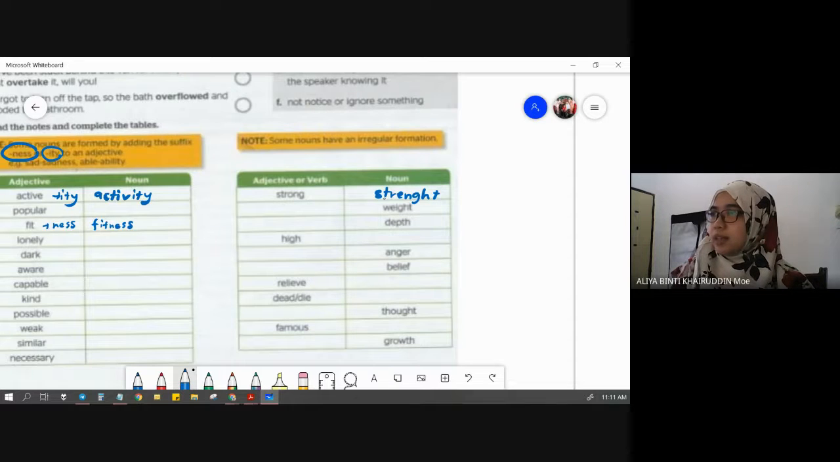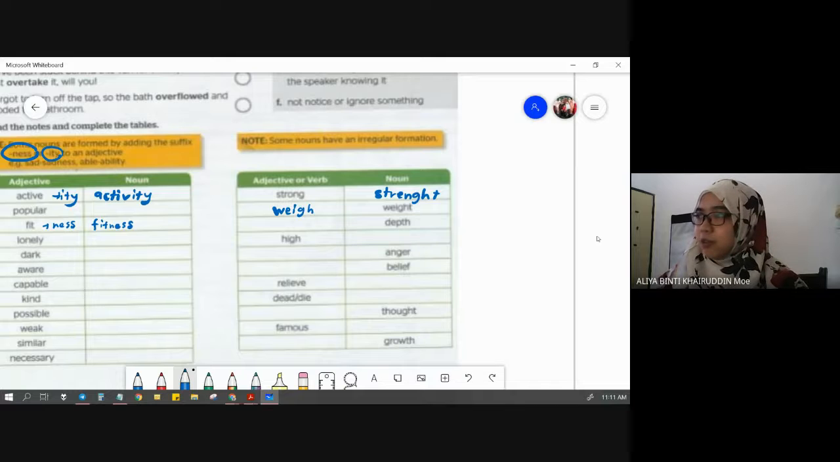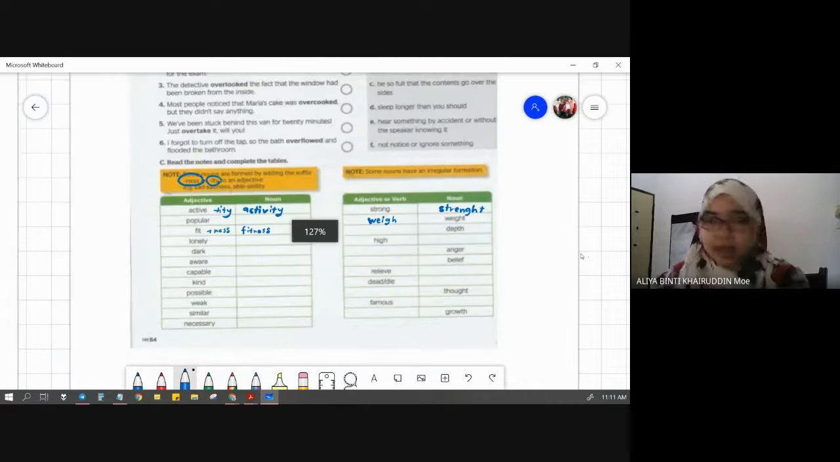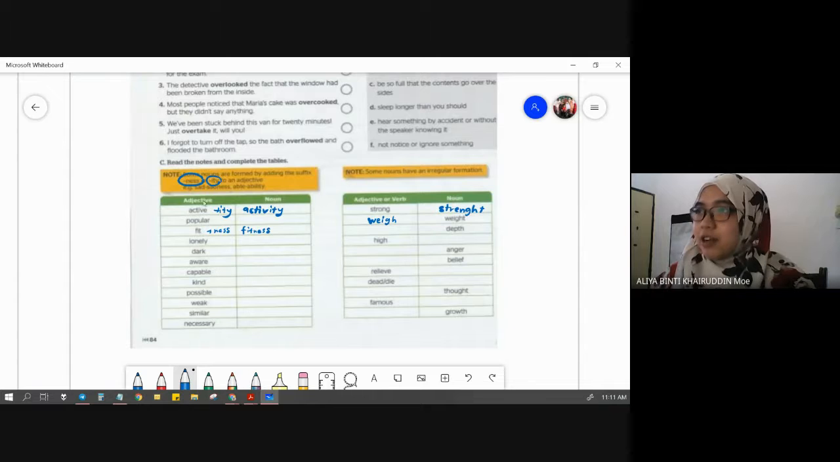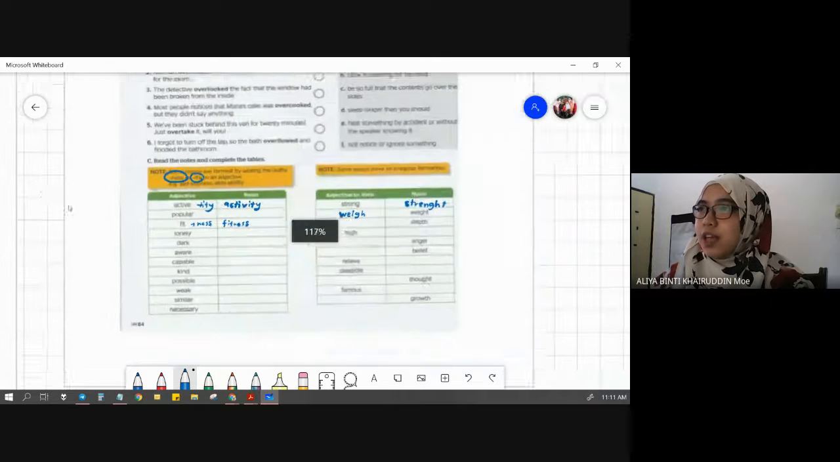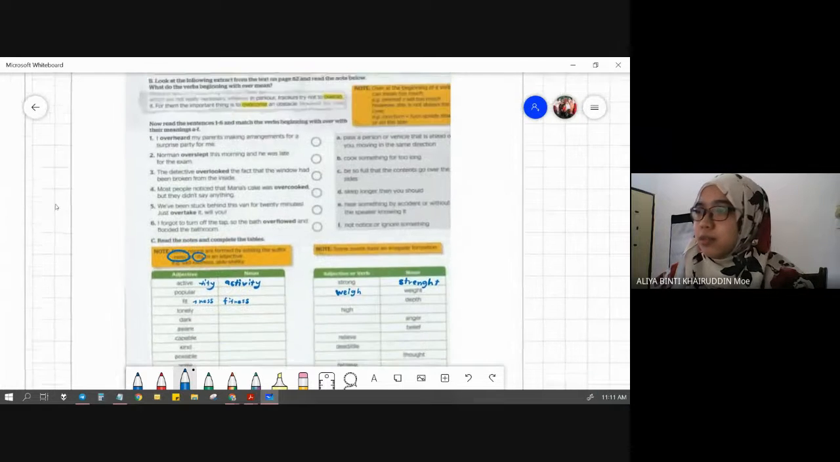Okay, so weight, how do you put it as an adjective or verb? Okay, so in verb form it is weigh, without the T, for example. Okay, so do you understand how to do this? Yes, teacher. Yes. Alright, so try to do activity A, B, and C on your exercise book right now.